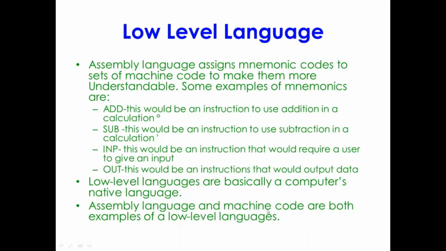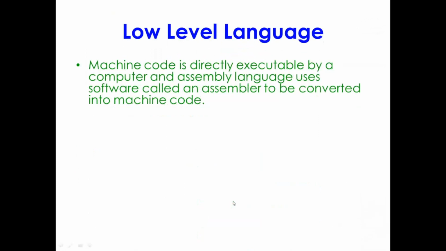As I told you, machine code is only in zeros and ones, and assembly language has some English words as well, like add, subtract, INP and OUT, and these words must be translated into machine language before the computer can understand it. And the translator program that is used to translate assembly language is called assembler. Machine code is directly executable by computer, yes, because it's in zeros and ones, but assembly language must be translated, and the software that is used for it is called assembler.